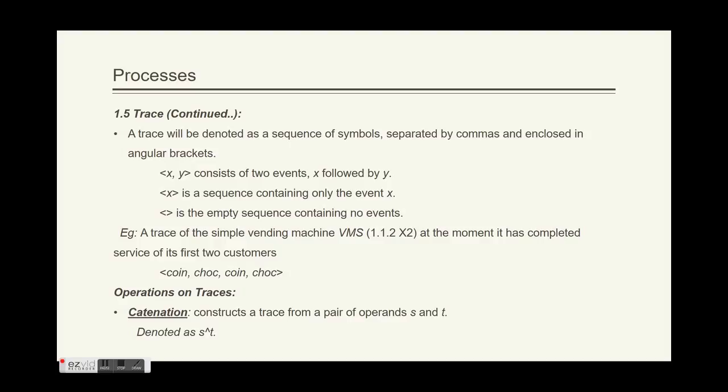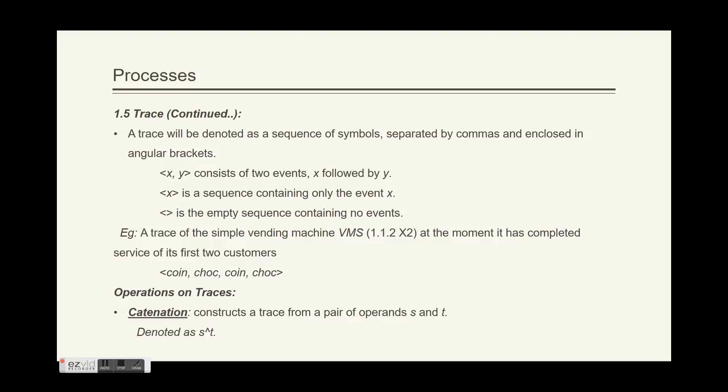For example, a trace of a simple vending machine at the moment it has completed service of the first two customers. After the vending machine serves the two customers, the two events which have occurred will be coin, chocolate, which are represented as follows.